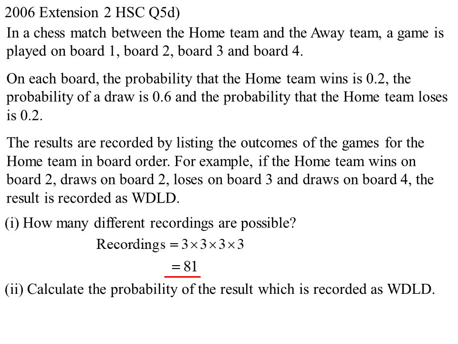Calculate the probability of the result win, draw, loss, draw. What would that be? Well, the probability of a win we said was 0.2, draw was 0.6, loss was 0.2, draw was 0.6. That gives 0.144.